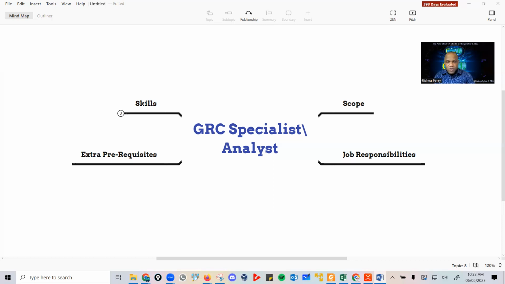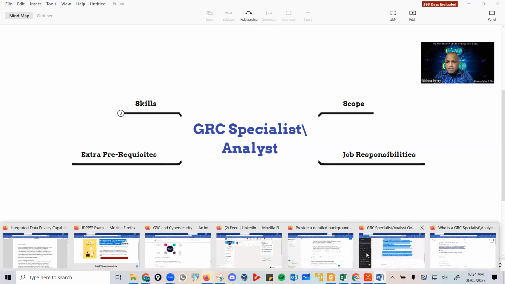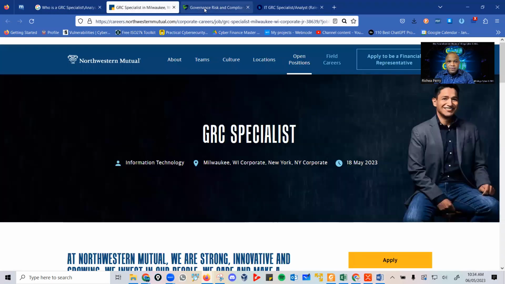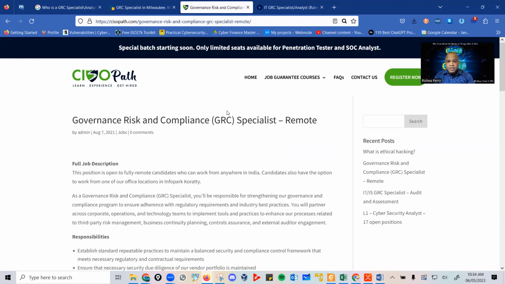So going back to my main points, we have highlighted the generic roles and responsibilities, understanding what is involved in the GRC specialist or GRC analyst. Then let me just quickly share this with you guys, very importantly. As I've mentioned earlier, one of the things you want to do is get your hands on an actual job description, right?